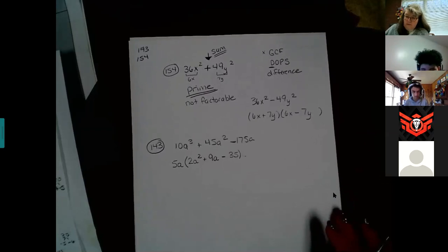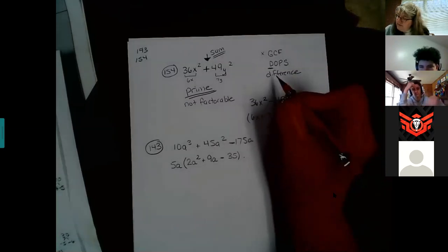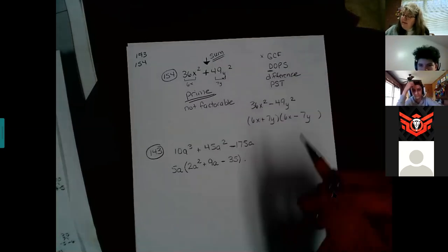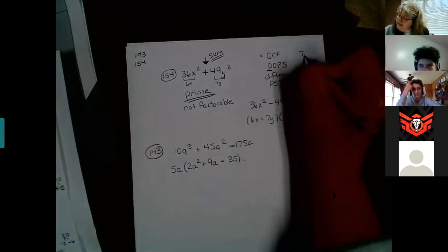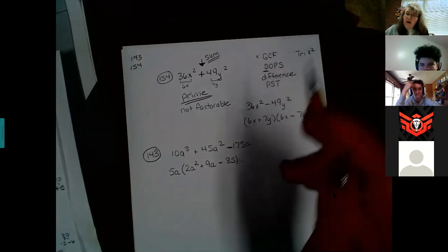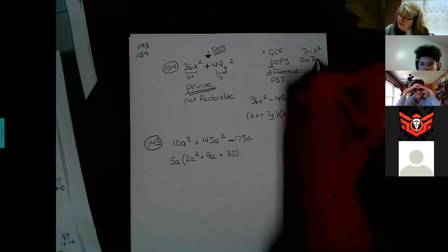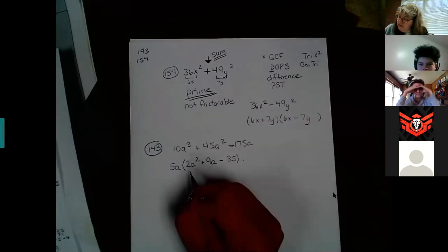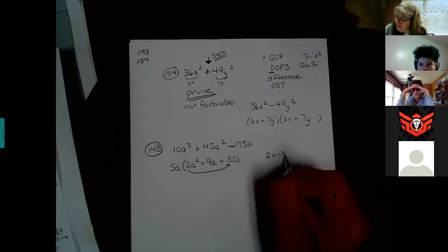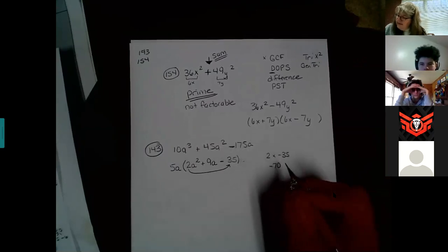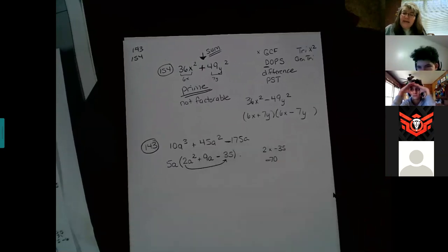Okay, so we did a GCF. What's left is not a DOPS. So then we say, is it a PST? No, because that's not a square. So then we say, is it a Trix? No, because that's not a 1. So the only thing that's left is gentry. So to do gentry, I multiply 2 times negative 35. That gives me negative 70. I need two numbers that multiply to give me negative 70. When you subtract them, you get 9.